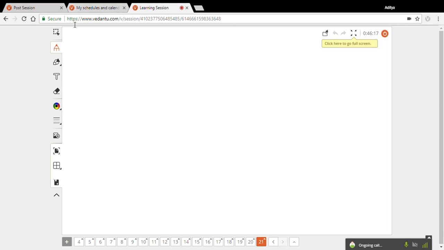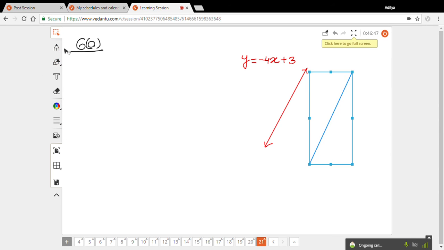Just read question number 6A first. What does it say? Find the equations for these lines: the line parallel to y equals minus 4x plus 3 and passing through minus 1, 2. This is the proper question. They have given a line whose equation is negative 4x plus 3, right? And we need to get the equation of the other line. We don't know its equation right now, but we can presume it to be y is equal to mx plus b, or mx plus c, or m2x plus c2.